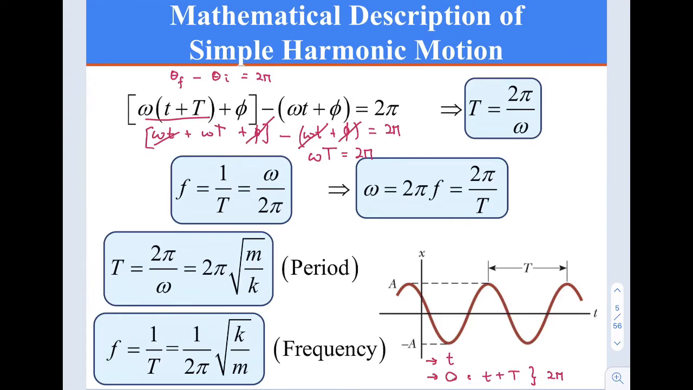Then, if you want to refer back to the mass spring system, your omega is actually the square root of k over m. So if you substitute within this equation, your omega here for the mass spring system, the period is equivalent to 2 pi square root of m over k, because it's over, right? So it's going to be inverted. Then this is for period, and here will be for frequency.